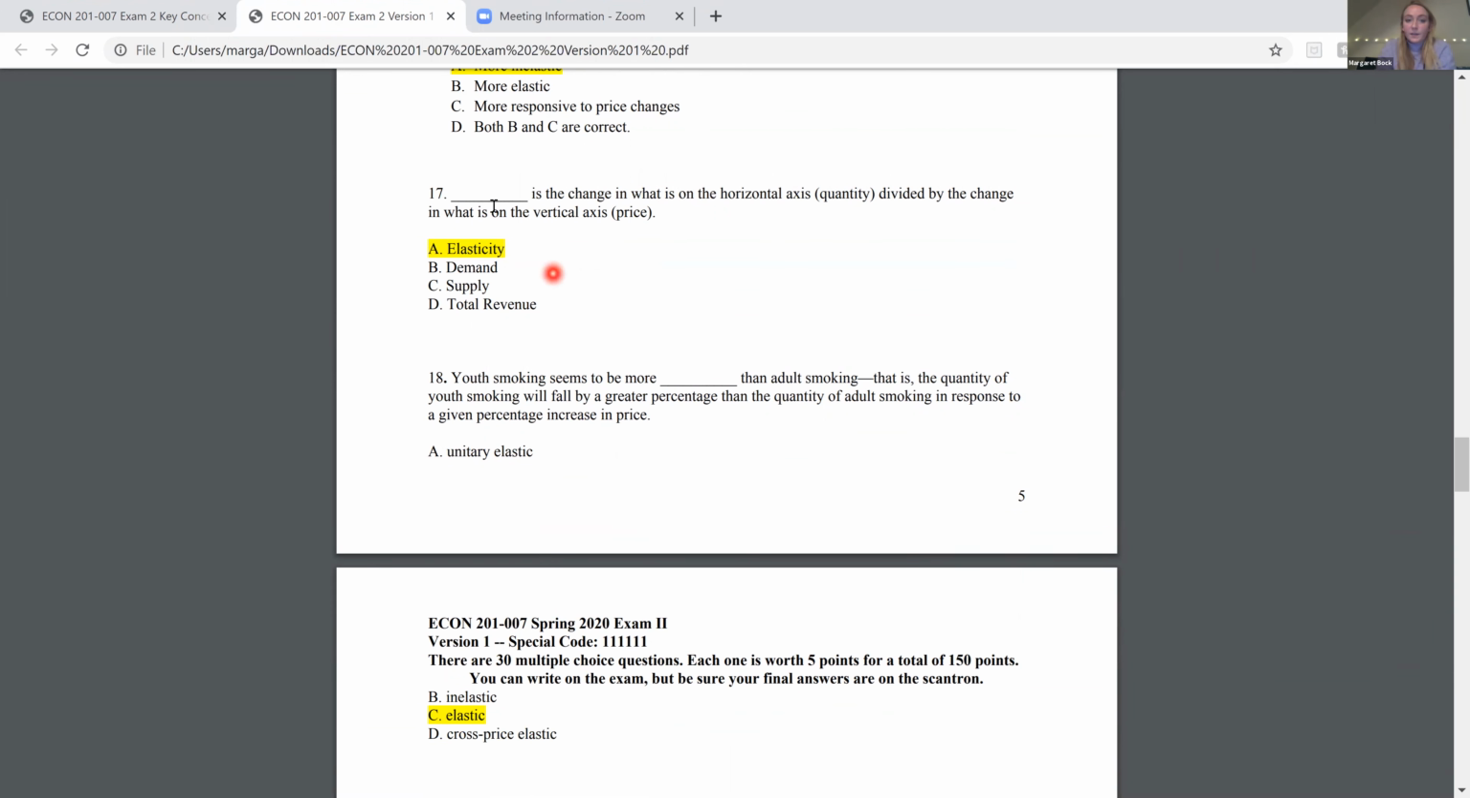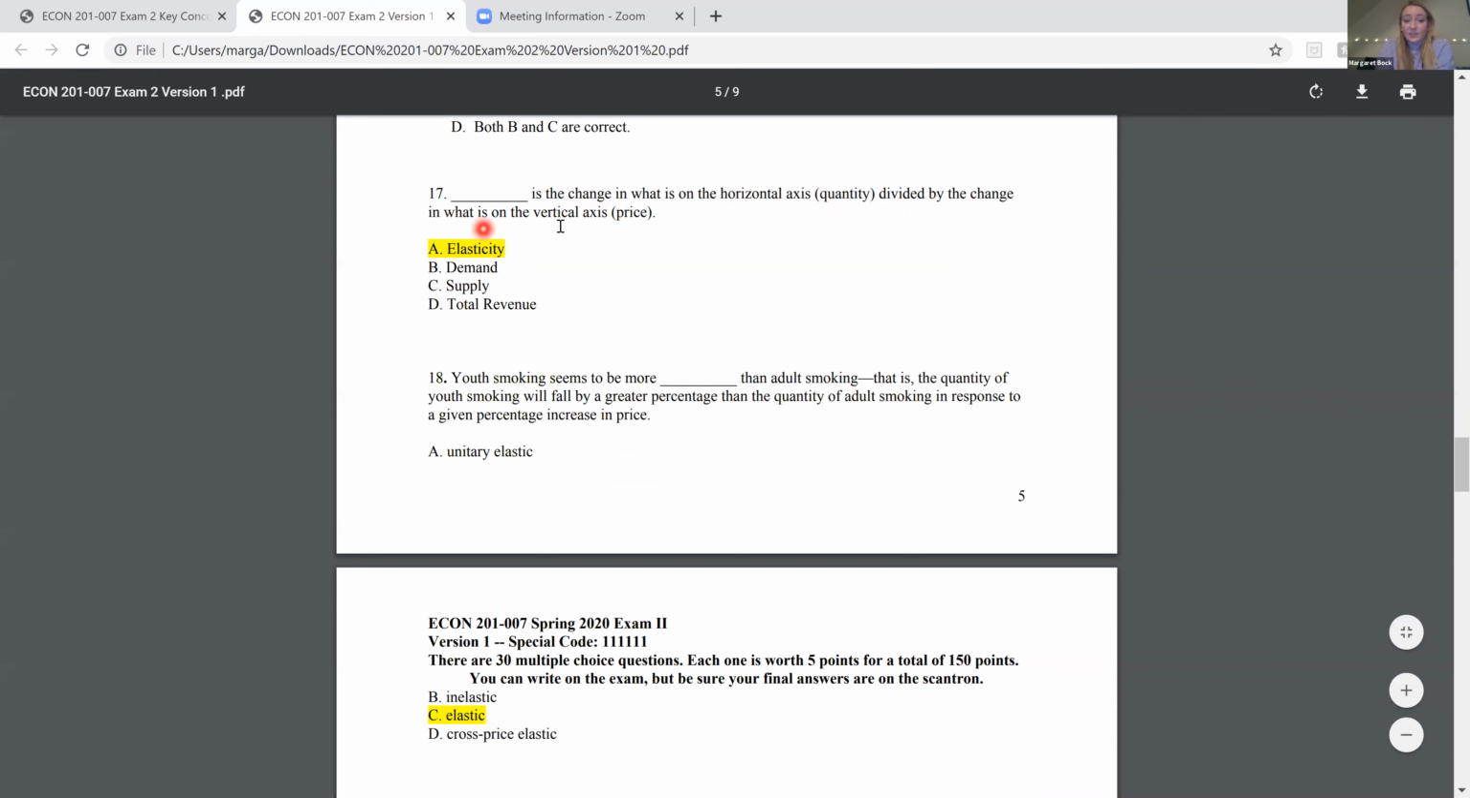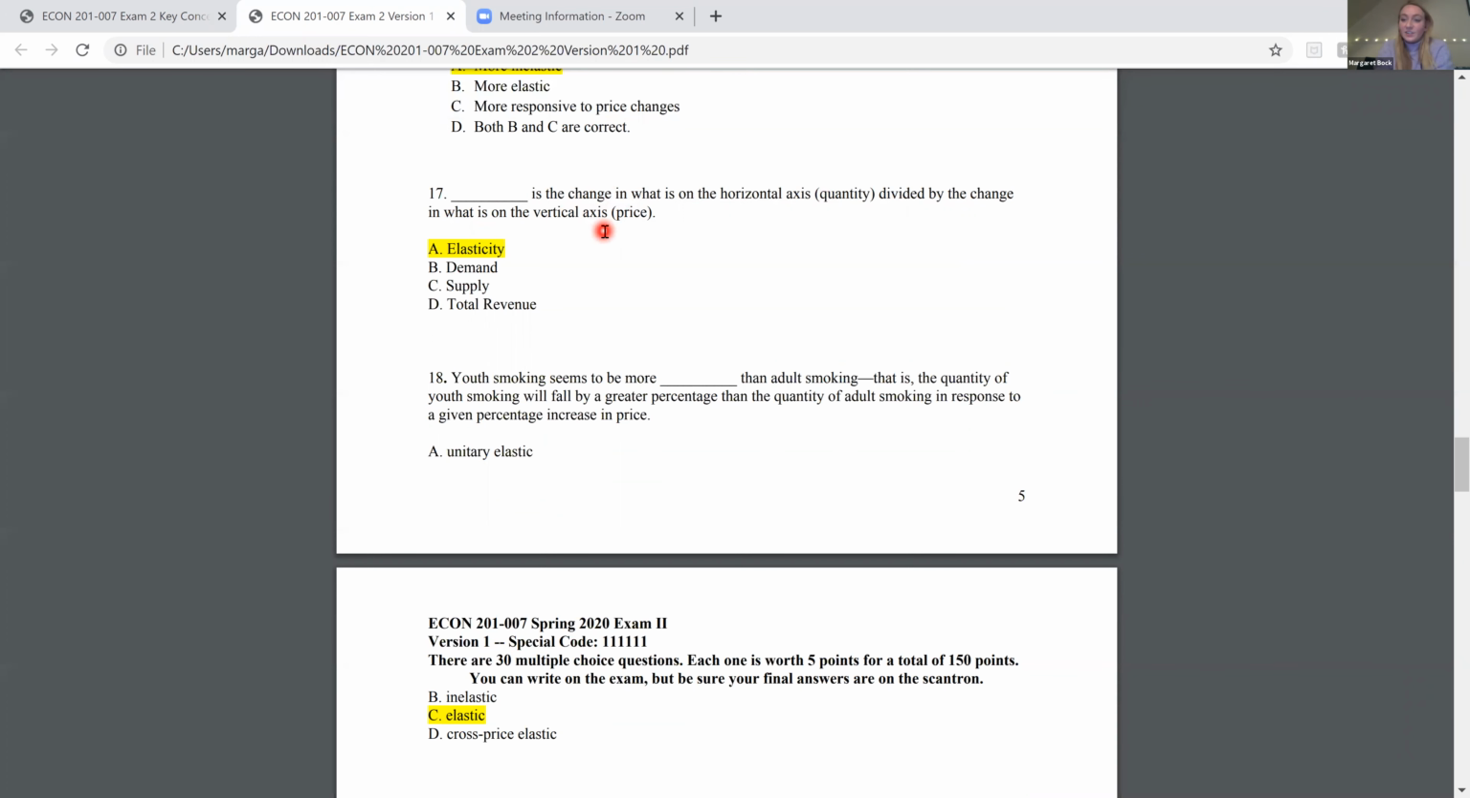17, blank is the change in what is on the horizontal axis divided by the change in what is on the vertical axis. So again, this is just another way to say the definition of elasticity.